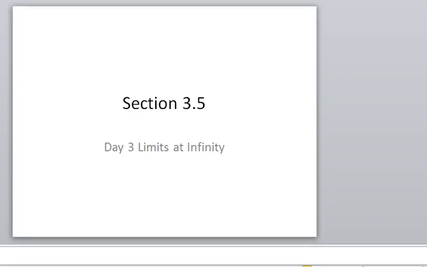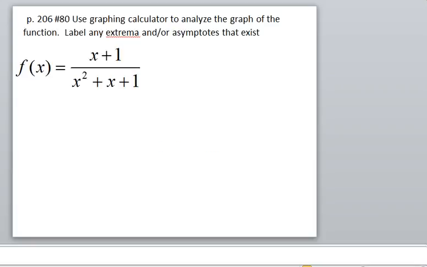Today's last day with limits at infinity. We're going to use the graphing calculator a lot, so you want to have yours available. The first thing we're going to do is type this into our graphing calculator and label any of the extrema or asymptotes that exist. We're not going to compute this by hand right now. We'll go ahead and just look at the graphing calculator.